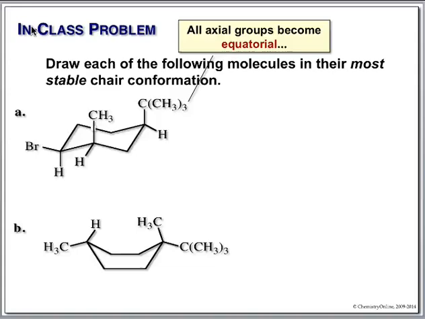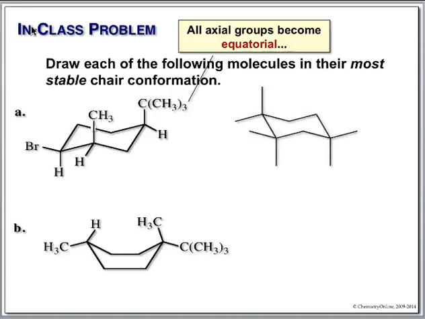The way I would do it is I would draw a chair. I would put my valences in carbons 1, 2, and 4. I would put this bromine, which is now equatorial, axial. This is axial, I would draw it equatorial. This is axial, it becomes equatorial. There is our chair.